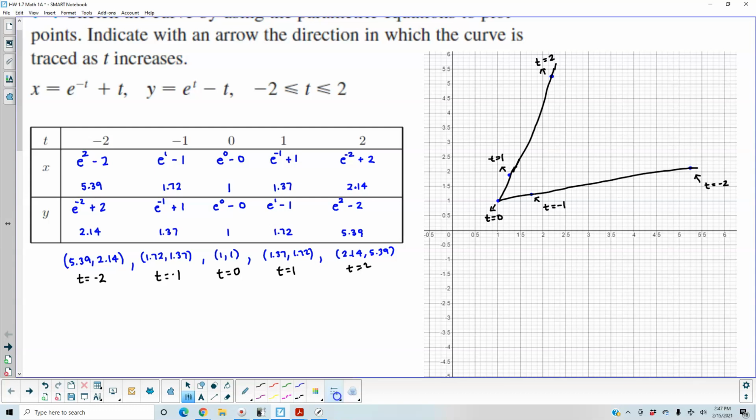So now, this is our initial point, and this is our ending point. So we're going to go from t -2 to -1, so we have an arrow going there, and it's going in that direction, and from 0 to 1, and then from 1 to 2.